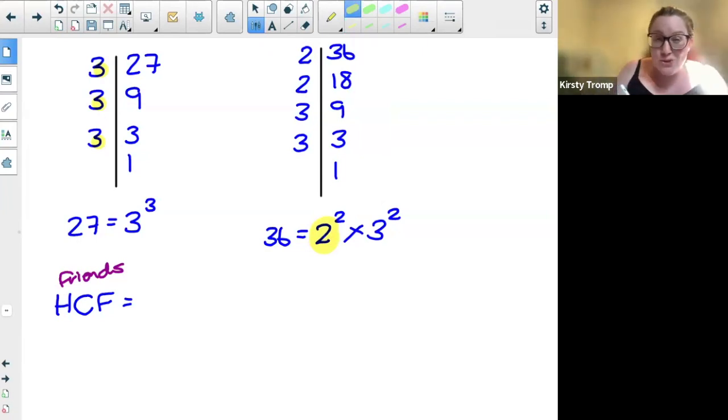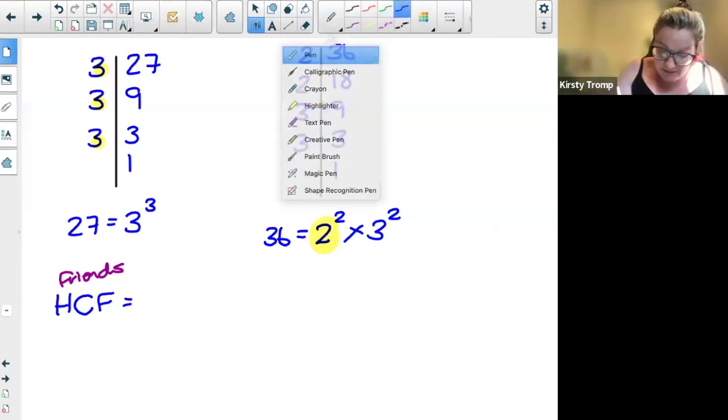Do we have any 2's in the 27? We don't have any 2's, guys. So do we want to embarrass our friends? No, so we're not going to put any 2's down. Next, we're going to look at the 3's.